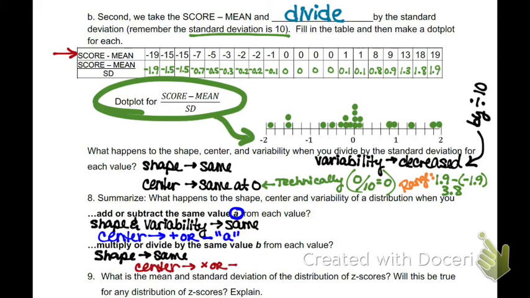Multiply or divide by whatever our b value is. That's just what they're calling the number that we're multiplying or dividing by. And my variability will also change by multiplying or dividing by b.